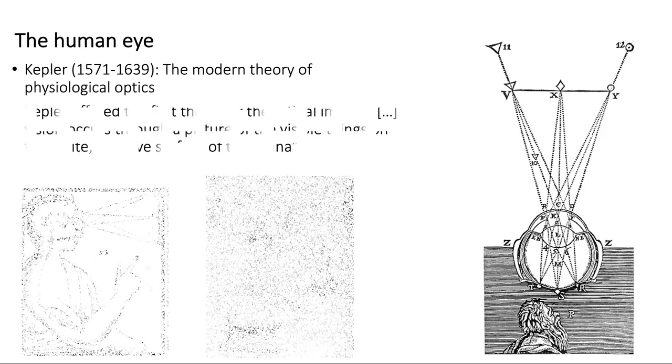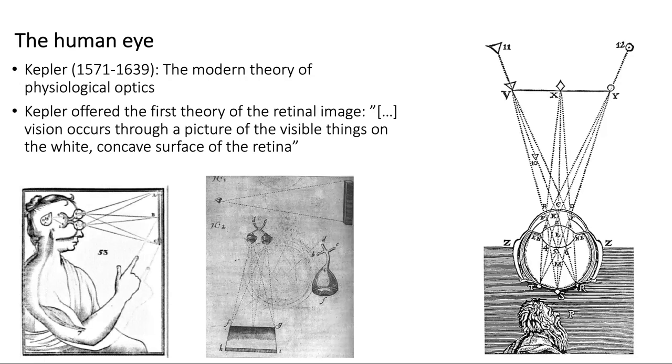There are many other researchers in between, but I think the most important figure in physiological optics is Kepler, because he developed physiological optics, and he said that vision occurs through a picture of the visible things on the white concave surface of the retina.